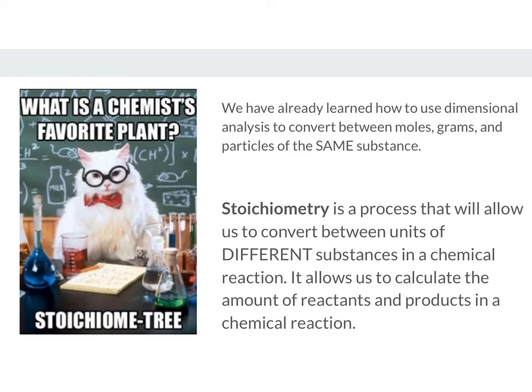Stoichiometry takes it a little further. Stoichiometry is a process that will allow us to convert between units of different substances in a chemical reaction. So it really allows us to calculate the amount of reactants and products in a chemical reaction.